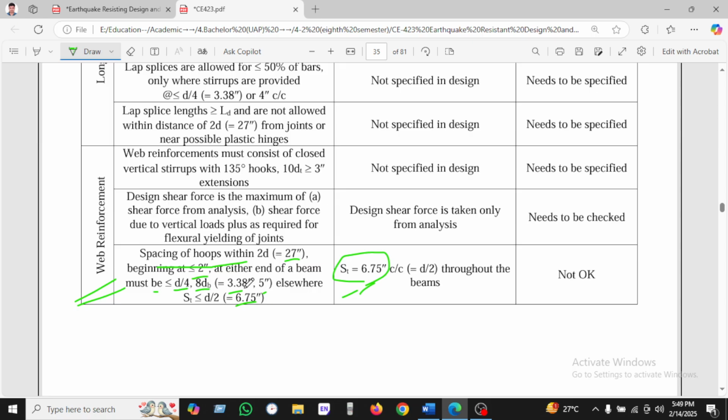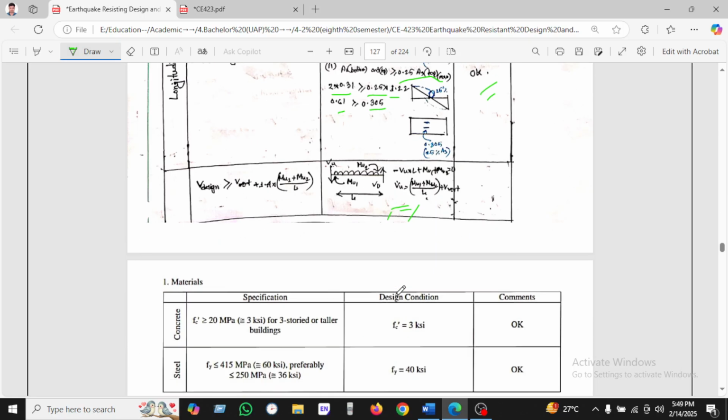But what we have found here is less than 5 inches, or 3.35. That's why this is not okay.